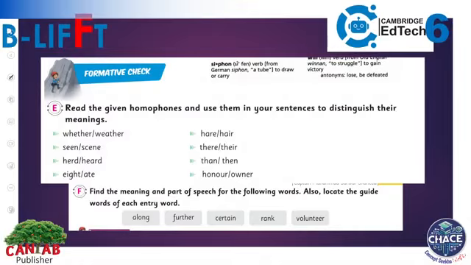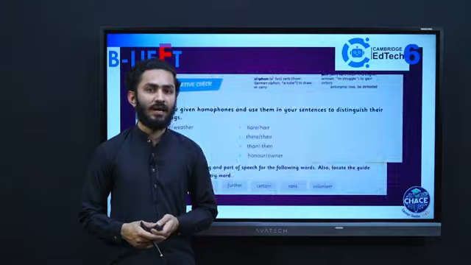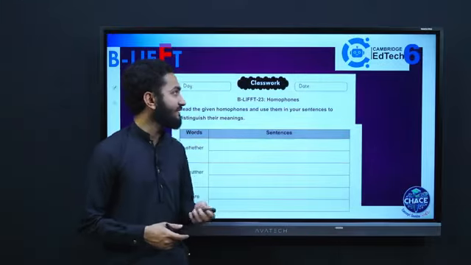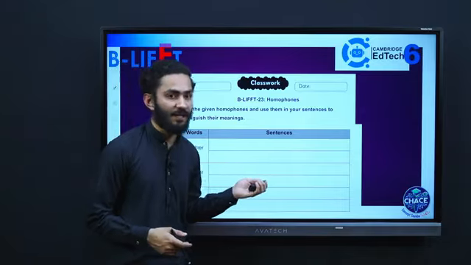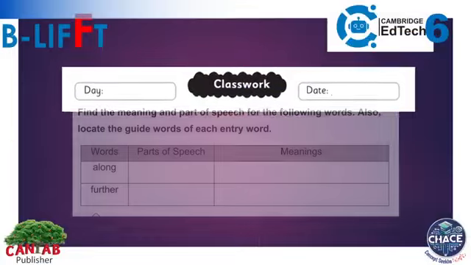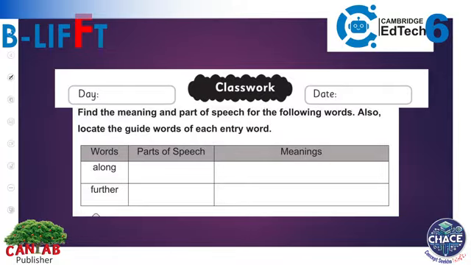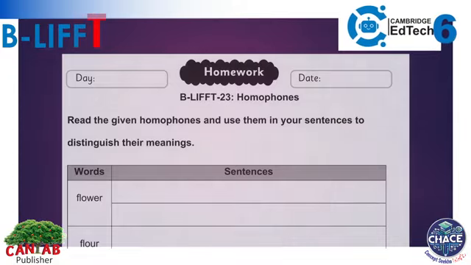Here's a formative check. Solve it in your class. Here's your workbook page. Solve it in your workbook. And here is a homework which you have to do at your home.